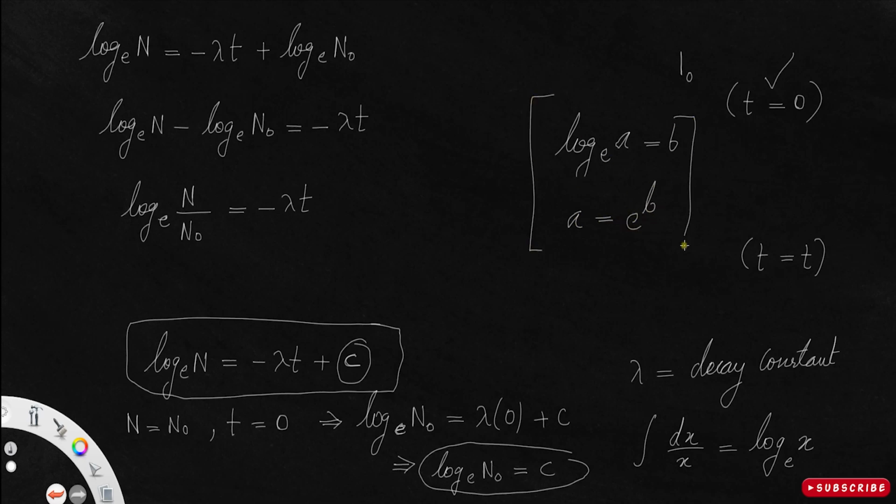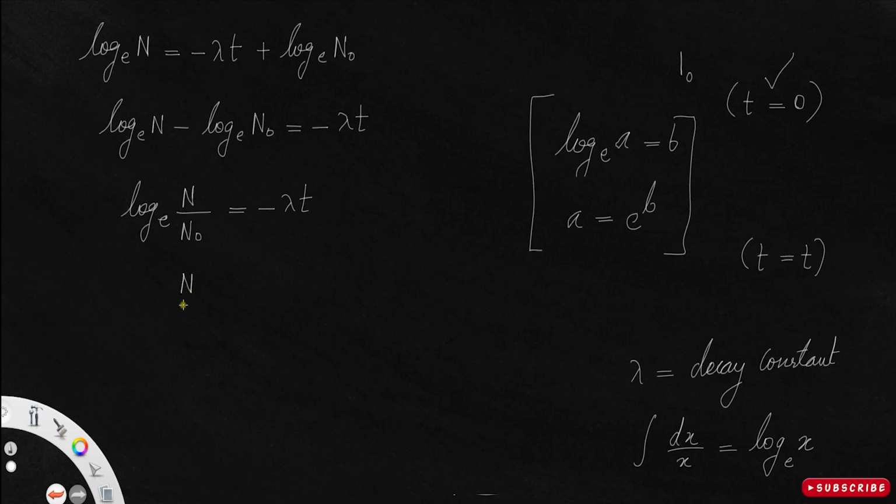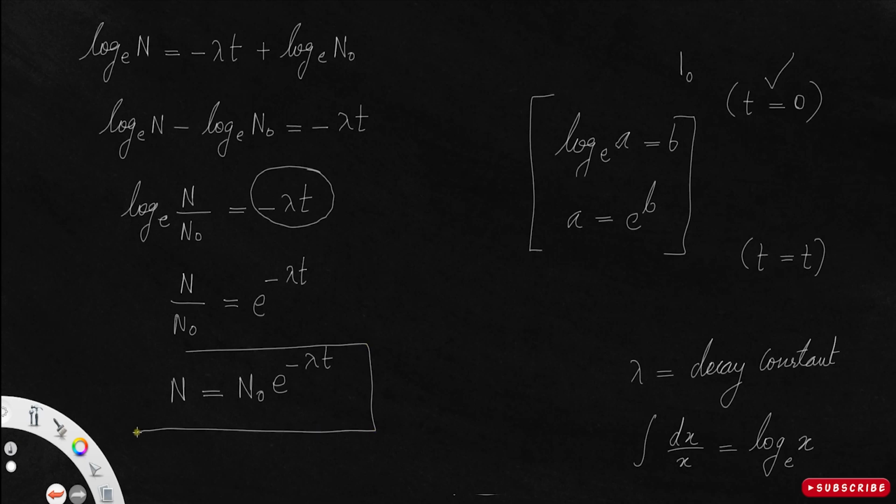Okay. And if I use this equation in here, this n by n0 stands for a. So n by n0 is equal to, here b is this whole term. So e raised to minus lambda t. And the final expression is n equal to n0 times e raised to minus lambda t. So this will be the number of nuclei after a time t.